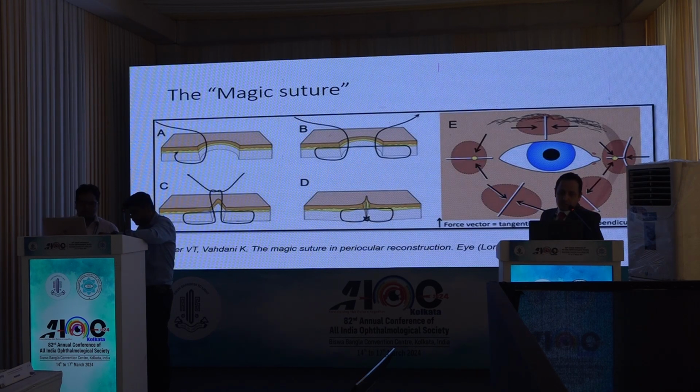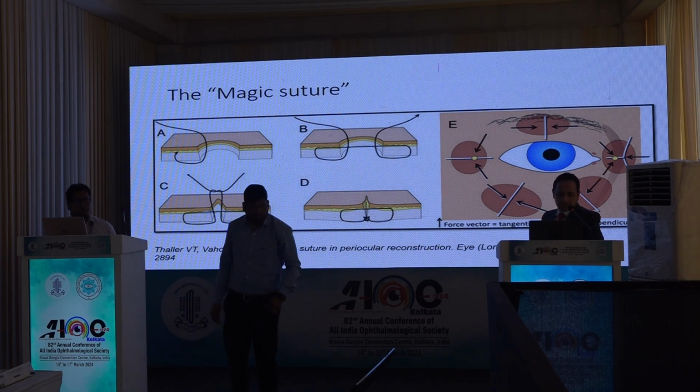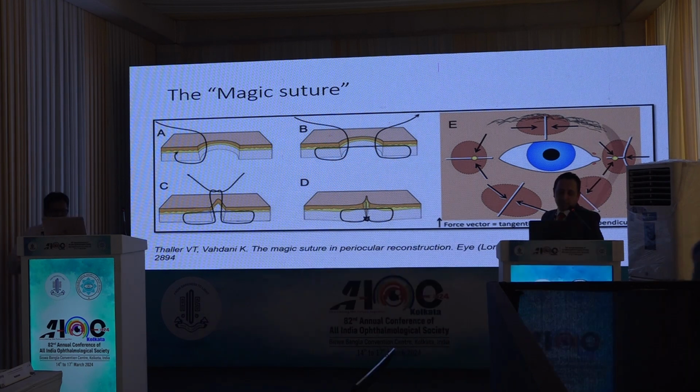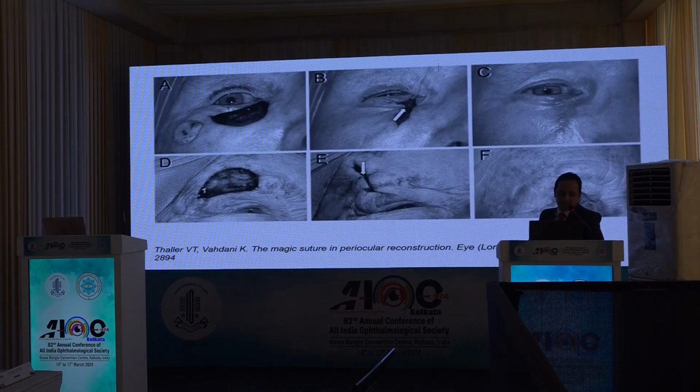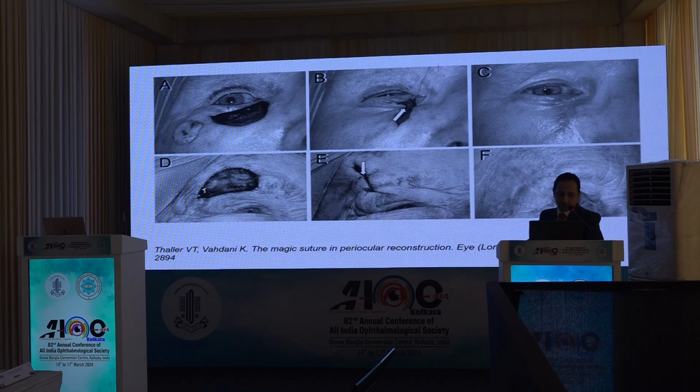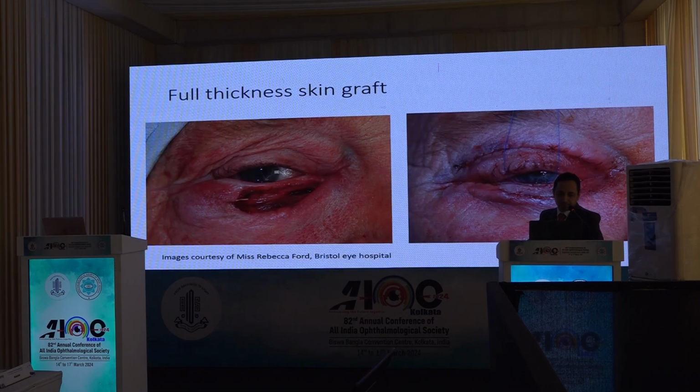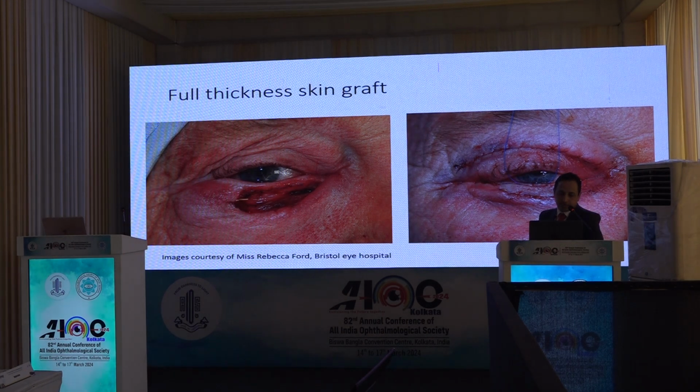An alternative that has been described is the magic suture proposed by Thaler and Vadani, which essentially is a deep subcutaneous suture, bringing the wound edges closer together, with an emphasis on the direction of suture being parallel to the lid margin at all points, as shown in the diagram here. With this technique, they have shown reasonably large defects to be made much smaller and amenable to closure. An alternative is always a full thickness skin graft.